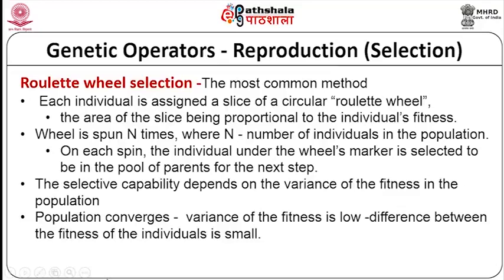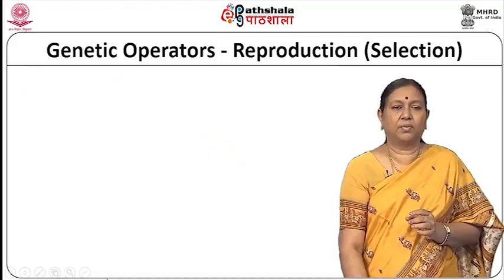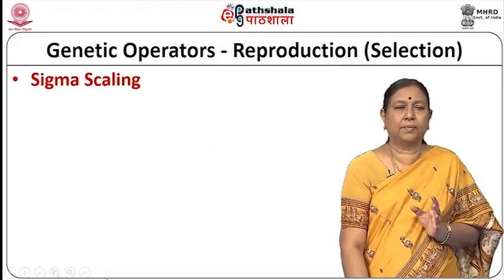The area of the wheel that goes to each individual depends upon its fitness. We will see that in the next example, where the probability of different individuals being selected is similar. It is difficult to select a better individual from individuals with smaller fitness values. So, that is not possible. It depends on the fitness value only. So, let us take the example.